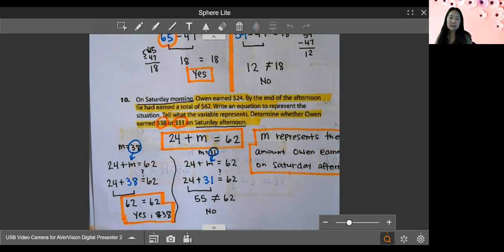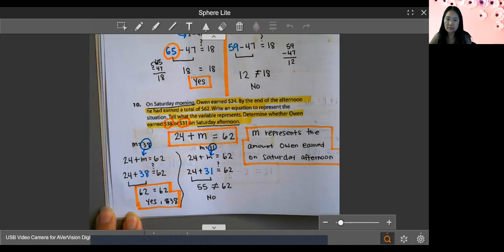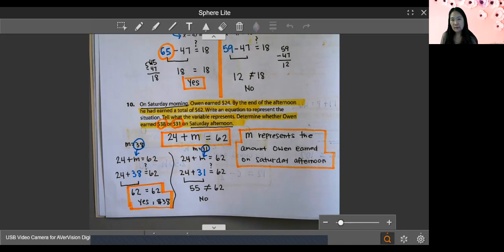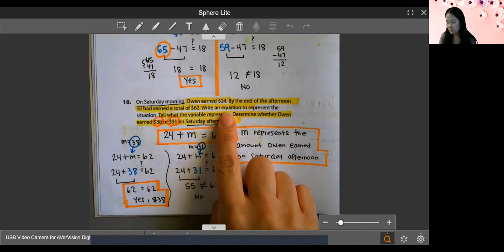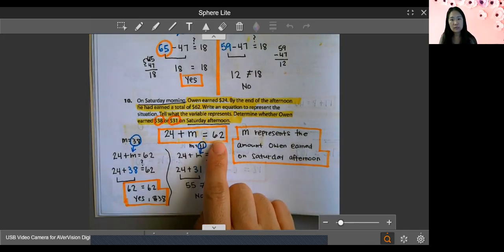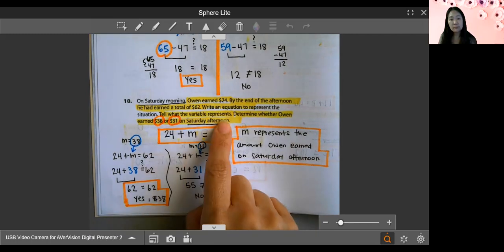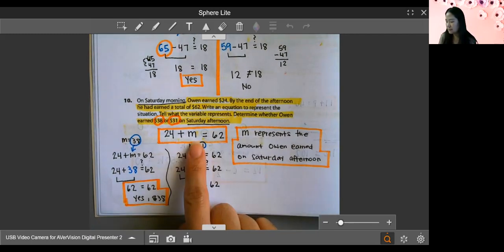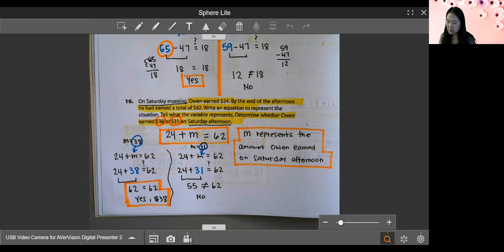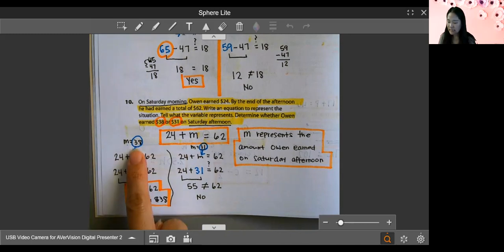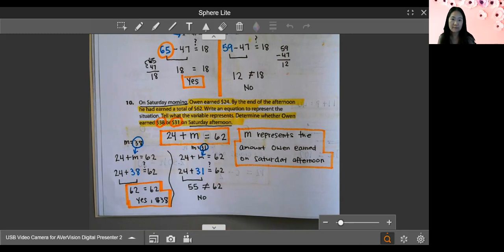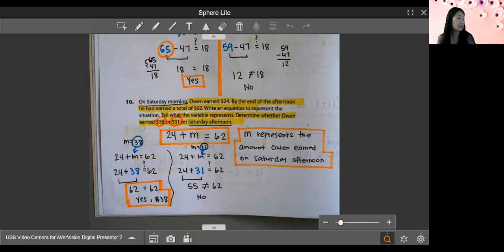Okay, now let's see if I answered all of the questions that the problem asked. Okay, number one, write an equation. 24 plus m equals 62. Number two, tell what the variable represents. M represents the amount Owen earned on Saturday afternoon. Number three, determine whether he earned 38 or 31 on Saturday afternoon. And by substituting and solving for both, I know that he earned $38 on Saturday afternoon. Okay. All right, that is it.